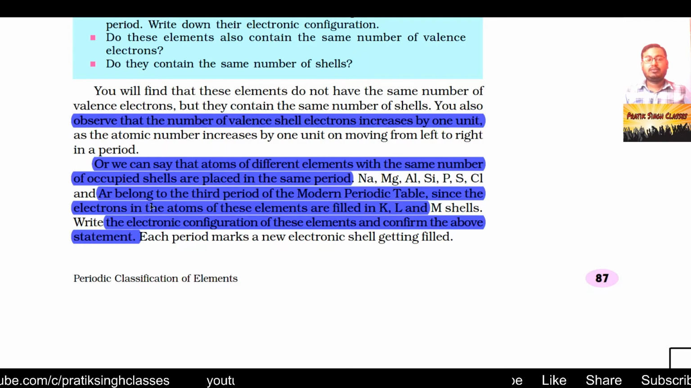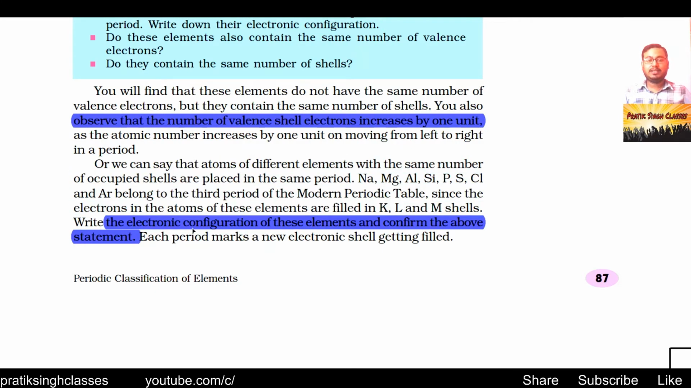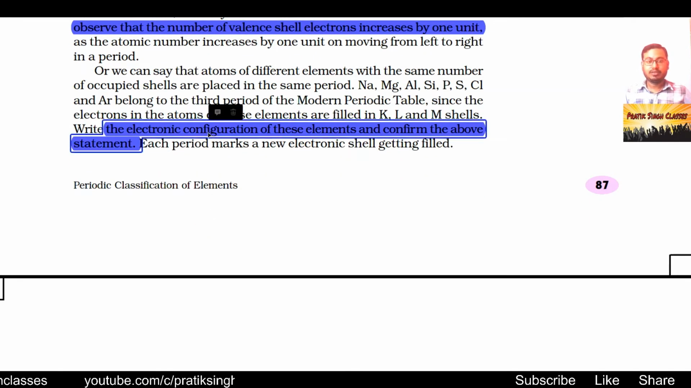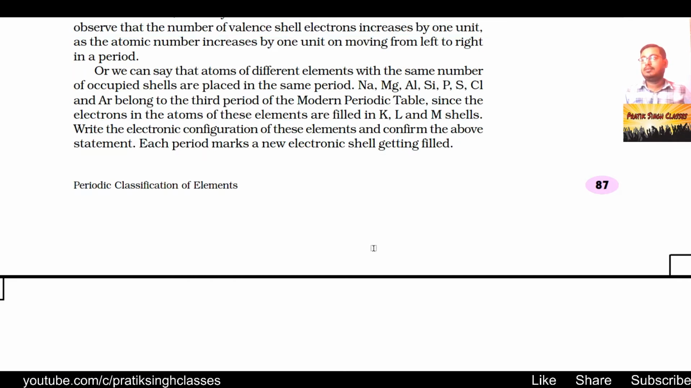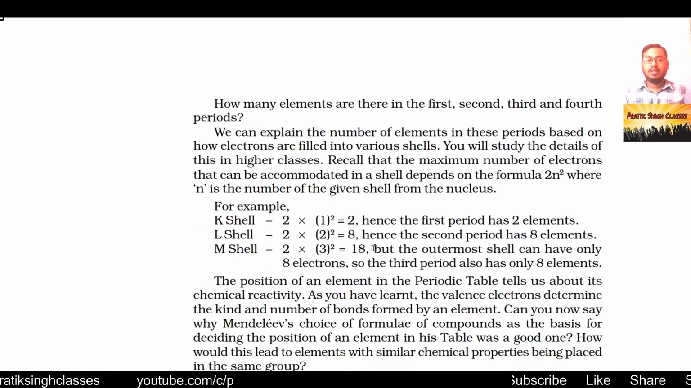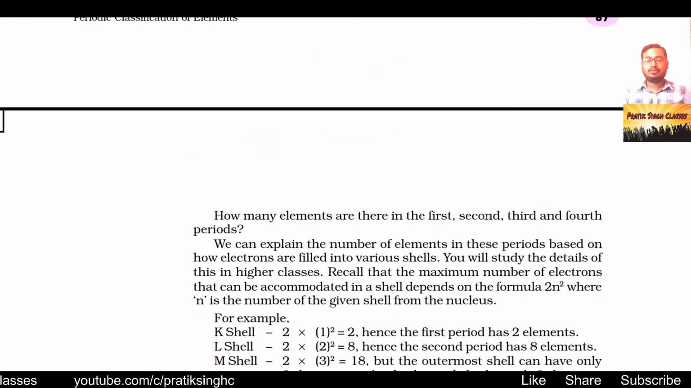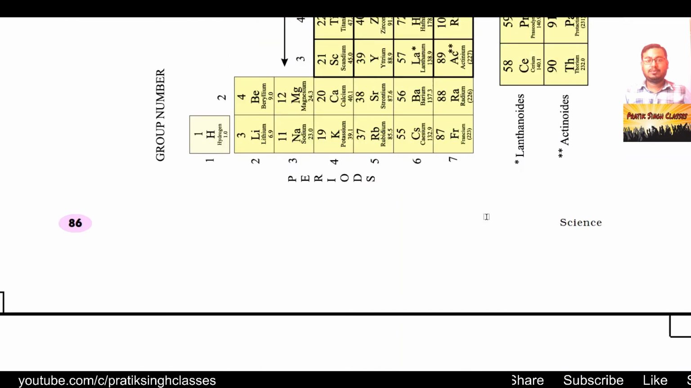Okay, what does the author really want to teach you here? Each period marks a new electronic cell getting filled. As you go across a period, the number of cells will remain the same, but as the period number increases, the number of cells will also increase. How many elements are there in the first, second, third, and fourth periods? Here you can see that in the first, second, third, and fourth periods the number of elements is not the same.